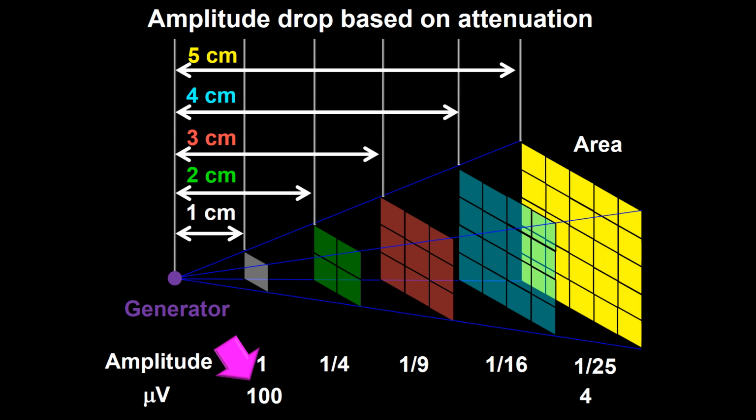So a potential measuring 100 microvolts at 1 centimeter from the source will have an amplitude of 4 microvolts 5 centimeters from the source. In this example, the distance from the source to the electrode is 5 and the amplitude has decreased by the square of 5, that is 25.